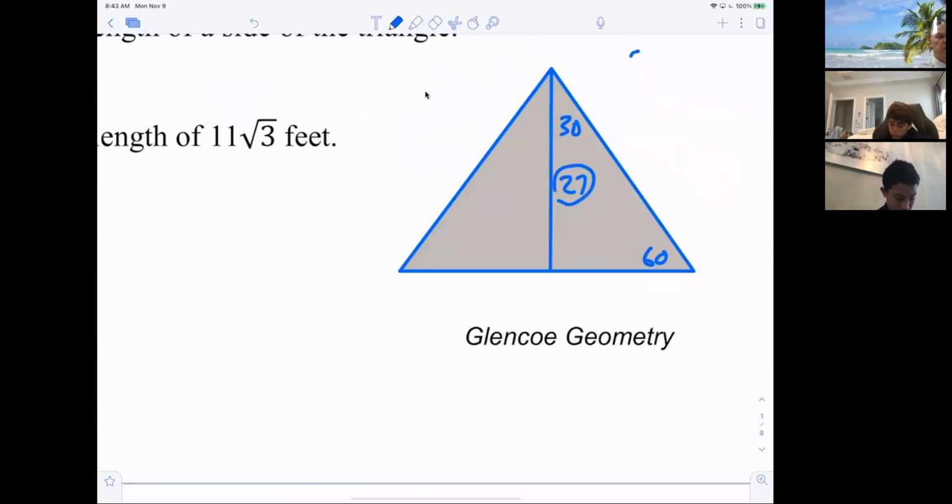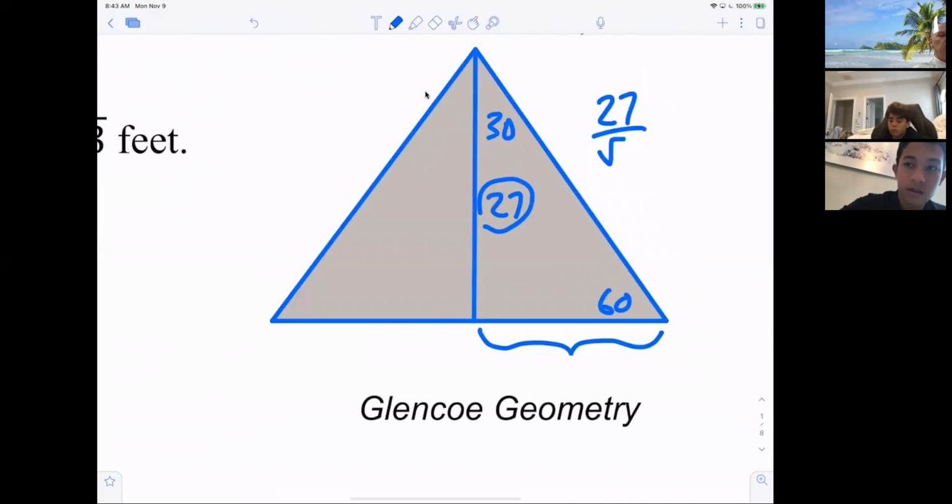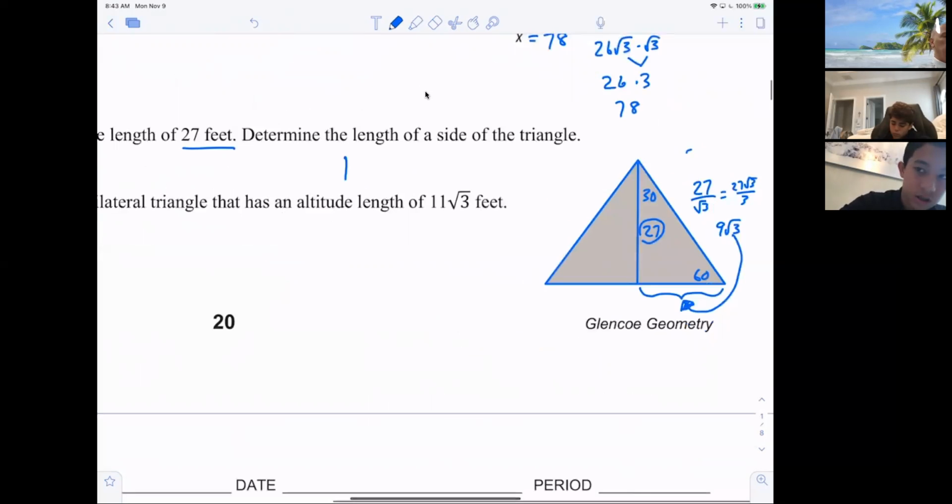So if I'm at 27, how do I get to this side right here? Divide by radical 3. So let's do that. 27 divided by radical 3 is 27 radical 3 over 3, which is 9 radical 3. So that means the whole thing is what? 18 radical 3. Brilliant. Like I said, I just draw the picture and it's just simple.